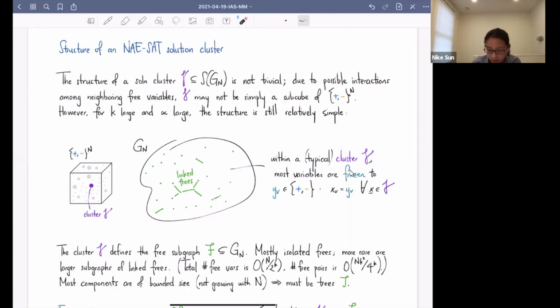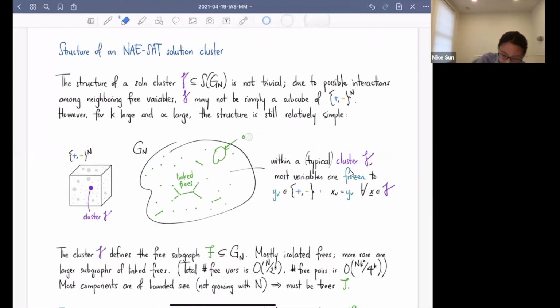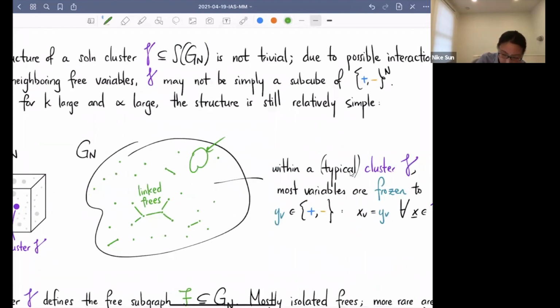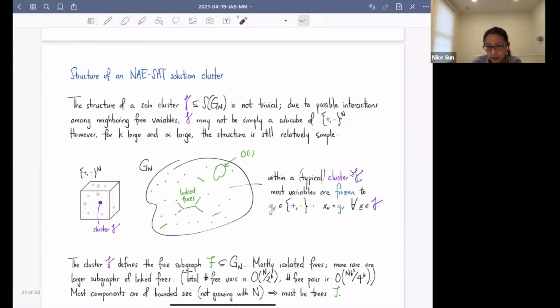And as a consequence, most of them have to be trees. So it's very, very rare that you will get a cycle of free variables. The total number of these within the graph will be order 1, whereas the number of these things within the graph is order n. So we're essentially going to neglect the effect of the free cycles. It's essentially all these trees.